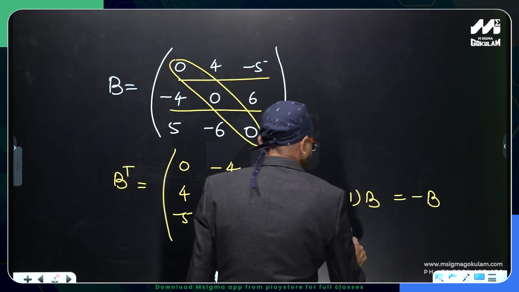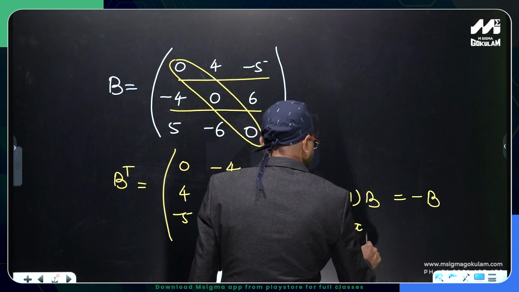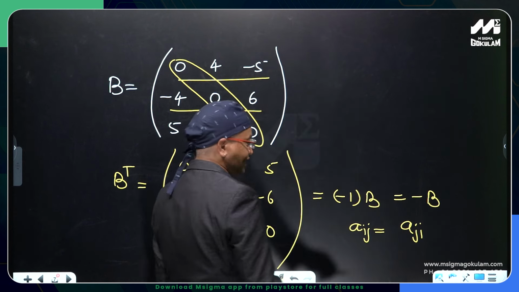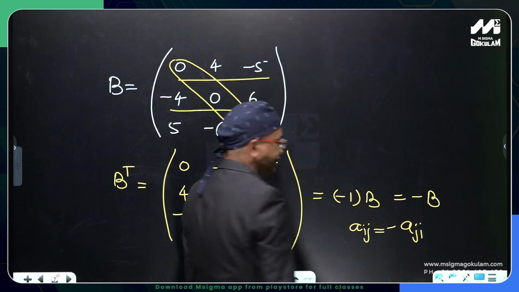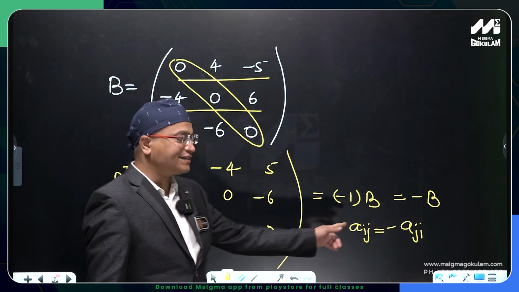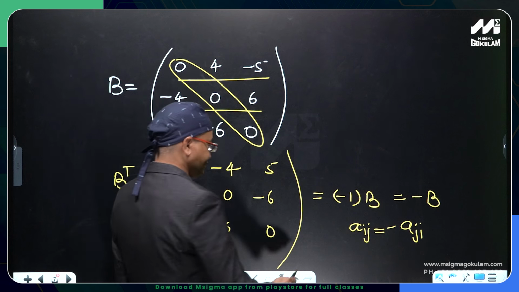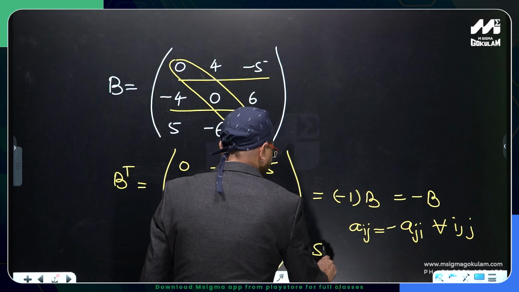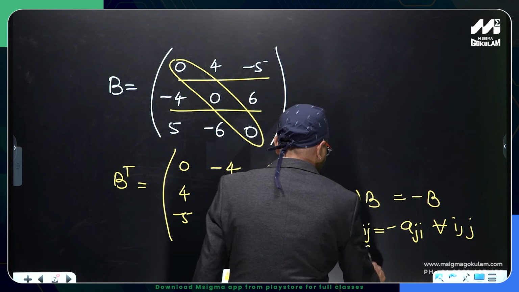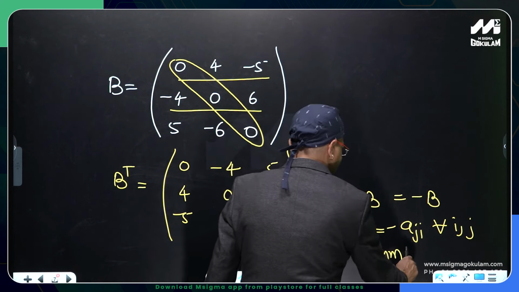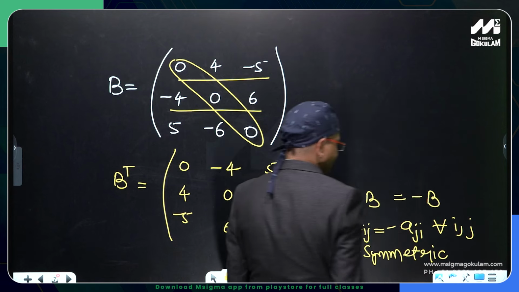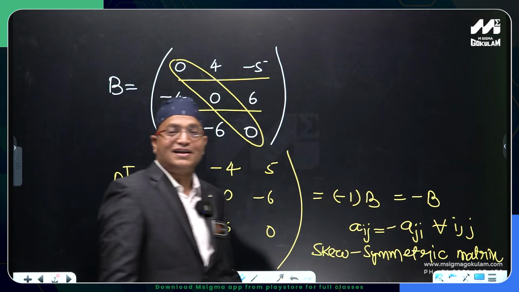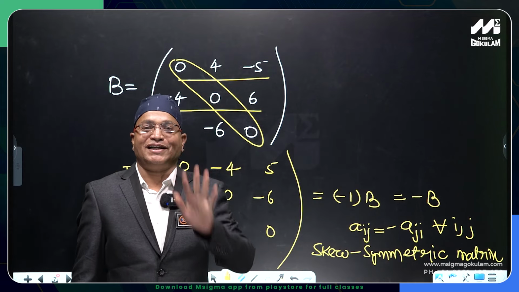So, what do you observe? If Aij equals Aji, then it is symmetric. If it is Aij equals minus Aji for all I, comma J, then it is called a skew symmetric matrix, or asymmetric or anti-symmetric. All are the same: skew symmetric matrix, or asymmetric matrix, or anti-symmetric matrix.